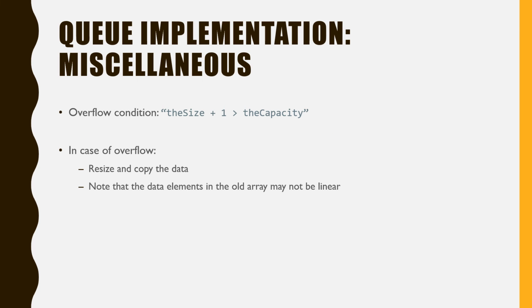Last, we'll discuss two miscellaneous issues. The first one is the handling of data overflow. Its detection condition for the circular array is the same as that for a regular array. That is, when the current size plus the newly inserted data exceeds the capacity of the array. Overall, the handling of the overflow also follows that for the regular array. That is, we first resize the array and then copy the data. The only thing we need to pay attention to is that the data elements in the old array may not be linear. In this case, we will need to modify the data copy code accordingly to account for the circular data storage.